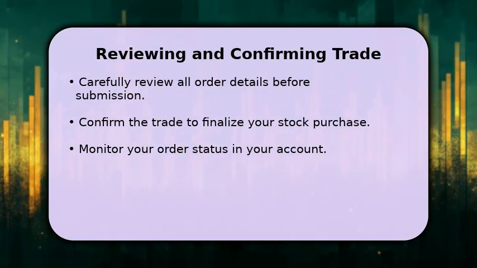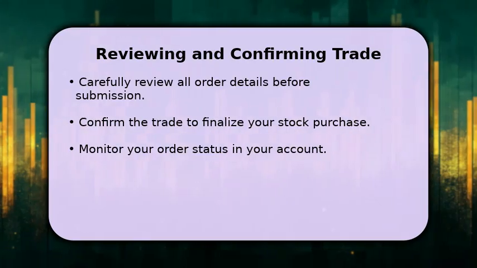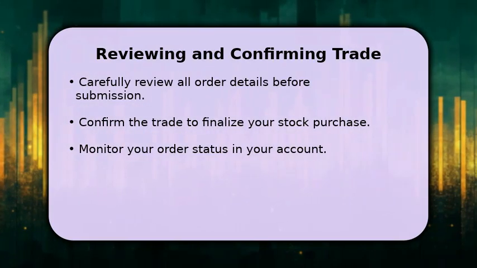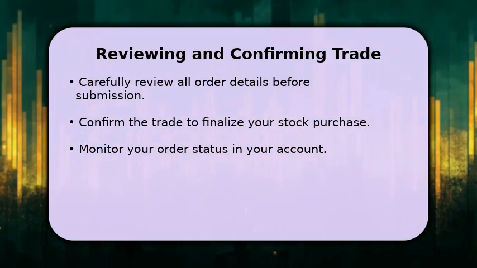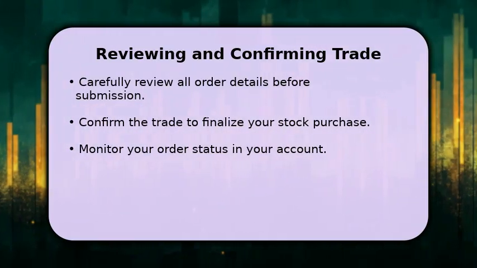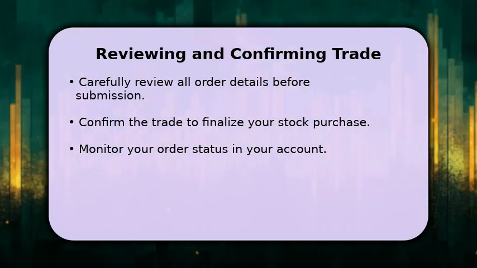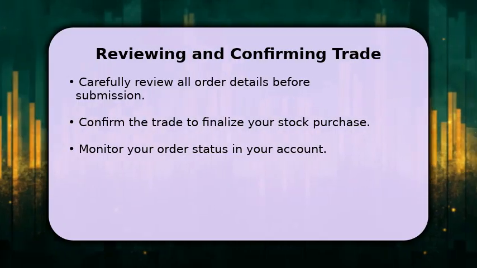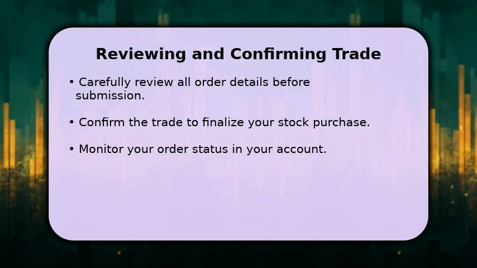Before you finalize, carefully review all the details of your order. Double-check the stock symbol, the number of shares, the order type, and the total estimated cost. If everything looks correct, confirm the trade to submit your purchase. You can then monitor the status of your order in your account's activity or order history section.